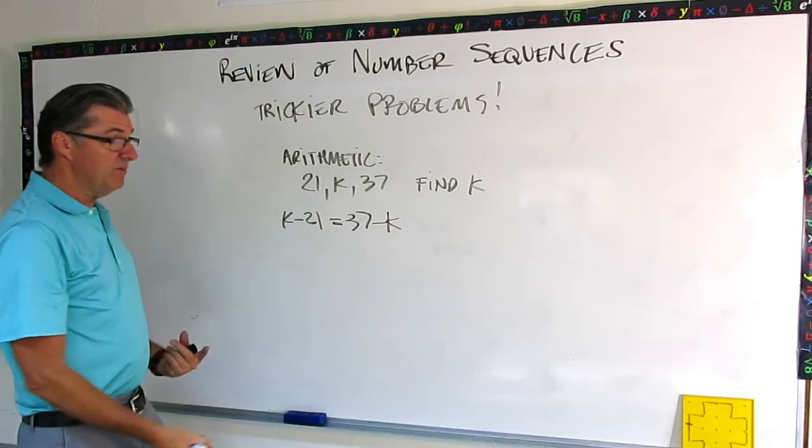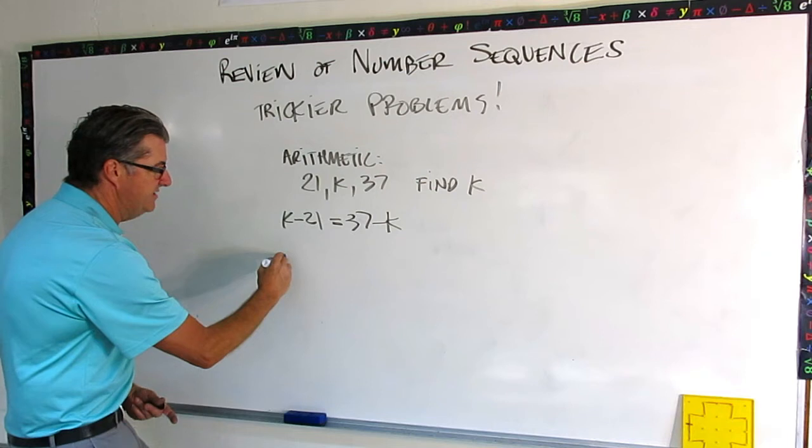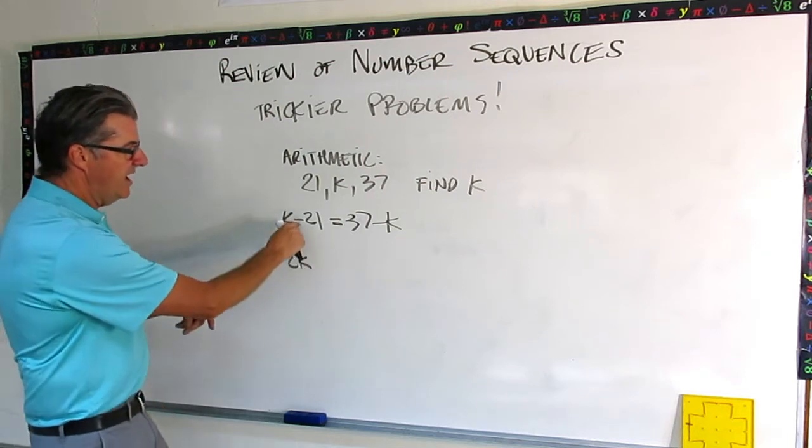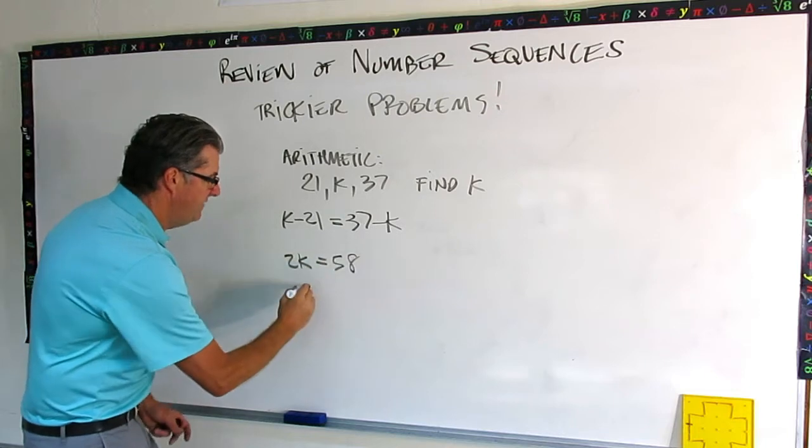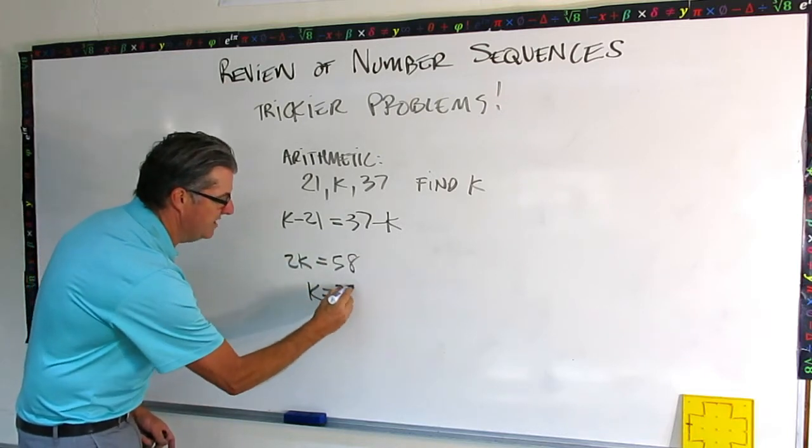Now it's just algebra, so I'm going to add k to both sides. I'm going to have 2k over here. I'm going to add 21 to both sides. I'm going to get 58. And then k is going to equal 29.